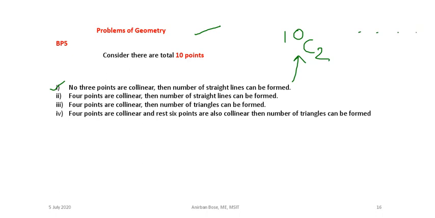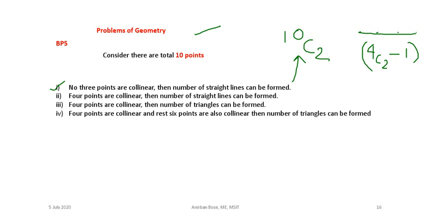If those were not collinear, then we can form definitely 4C2 straight lines. But if they are collinear, we can only form a single straight line. So that is why 4C2 minus 1, this many straight lines, basically you are not going to get extra. So you have to subtract it from the total number of straight lines.